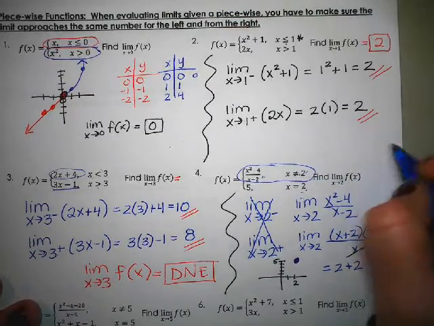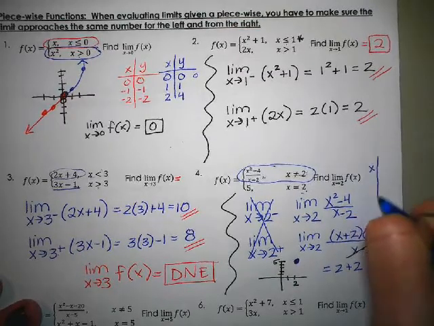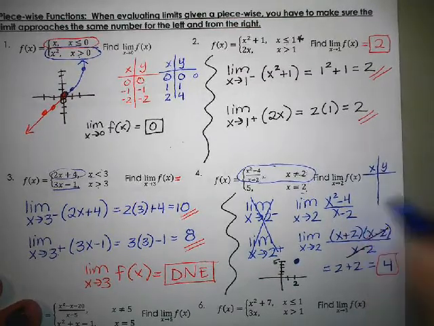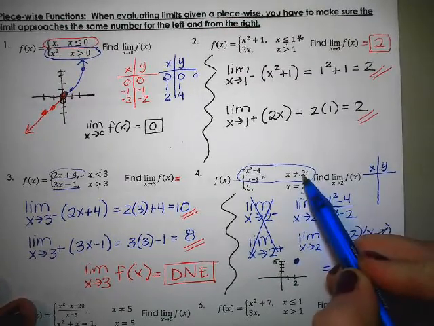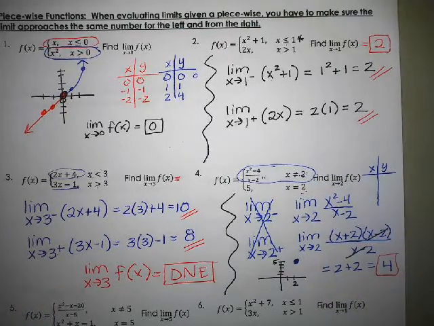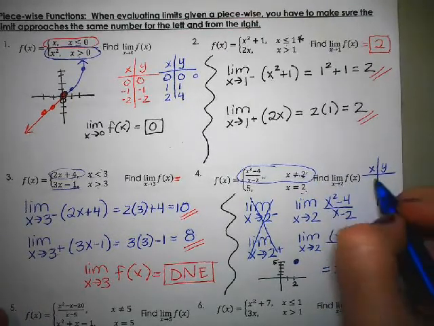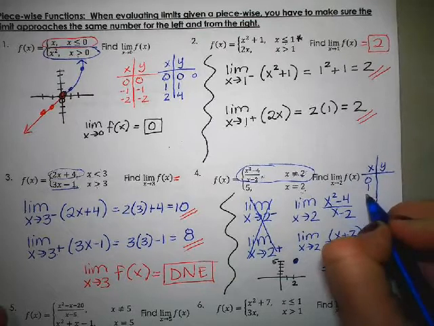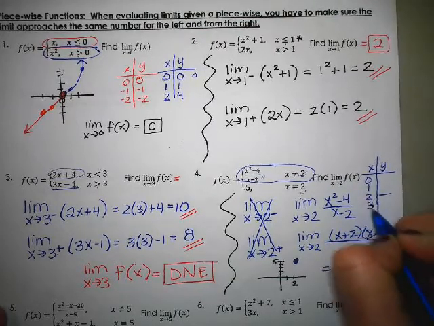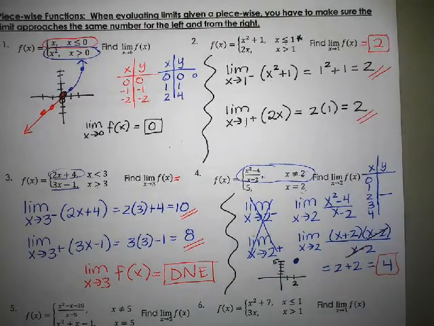To see, I would make a table, and it says x just cannot equal 2. So I'll pick some numbers that are smaller than 2, so maybe I'll pick 0 and 1. 2 won't work. And I'll pick some numbers that are bigger than 2, maybe 3 and 4.